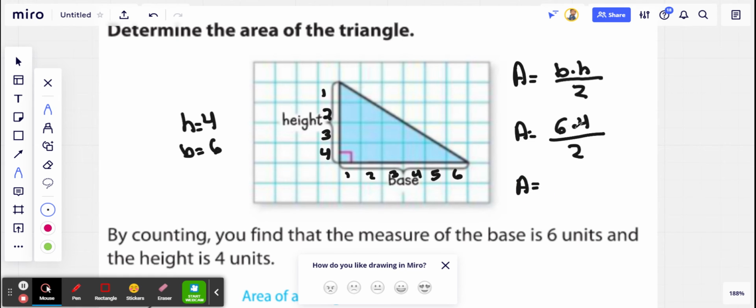6 times 4 is 24. So I'm going to write that there. And then we're going to divide by 2 now. Okay, and 24 divided by 2 is what? It's 12. Okay, so our answer to this is 12 units squared. We did base times height, 6 times 4 is 24, and then we divide by 2, so 24 divided by 2 is 12.